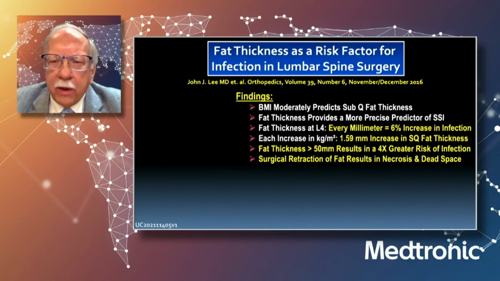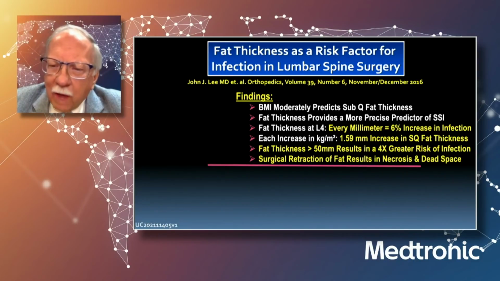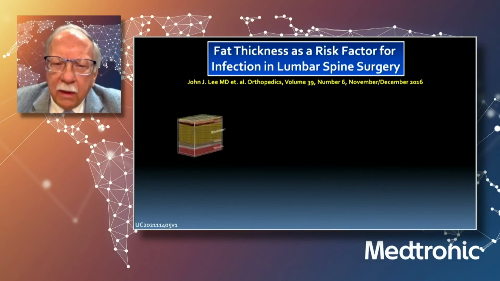A really great paper that won the Young Investigators Award, that I've always liked, is John Lee's paper, and he really quantitated the amount of body fat that you can have. The bottom line is for every millimeter, you get a 6% increase in your infection rate. In other words, 50 millimeters would be a 4 times greater risk of infection. And this was a very important finding.